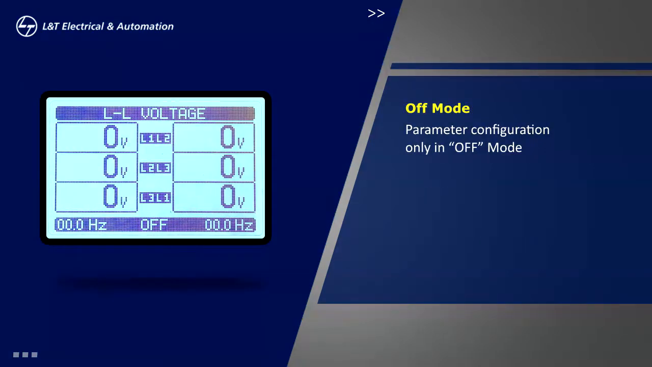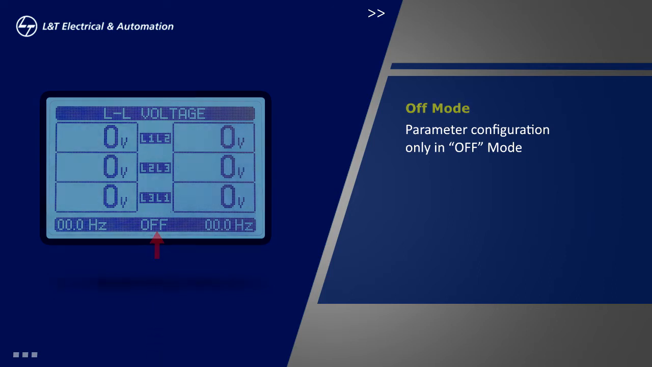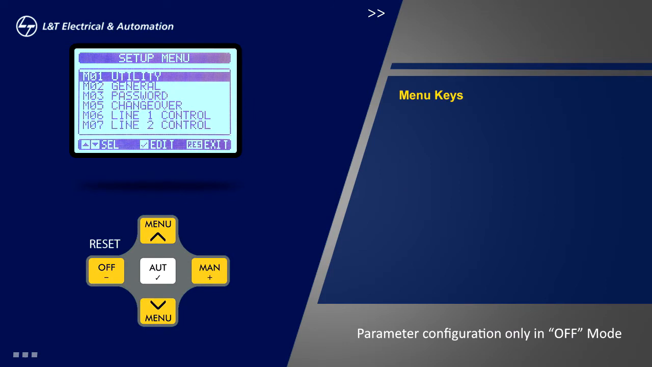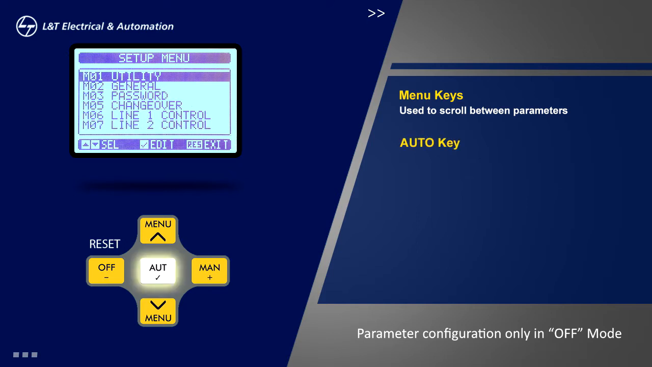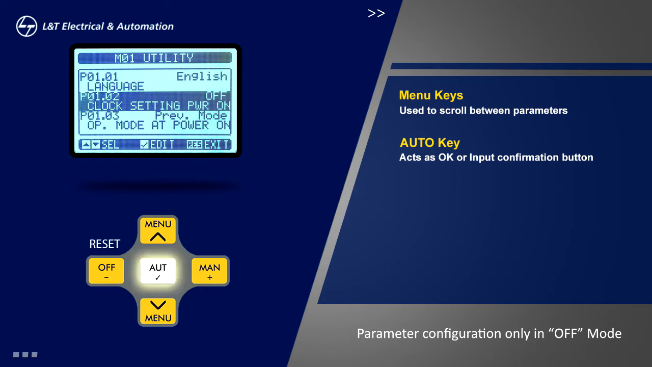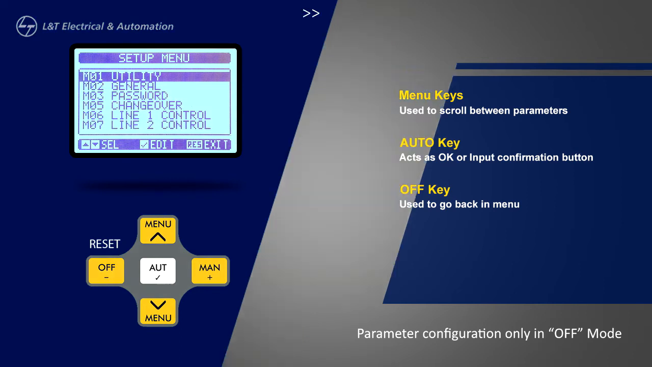All parameter setups and commands are configured or executed only in off mode. The other 2 are menu keys, which are also used to scroll between parameters. The auto key at the center also acts as the OK button or input confirmation button. The off key is used to go back in the menu.